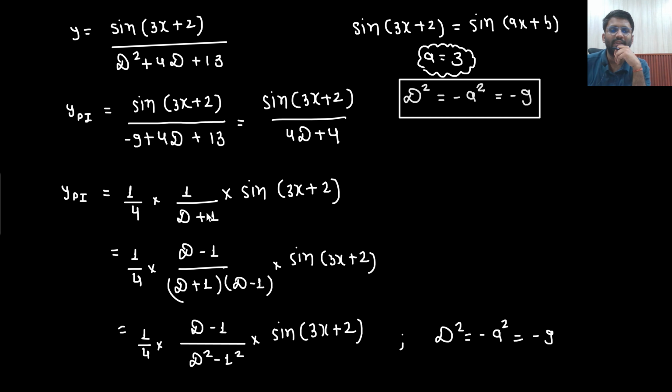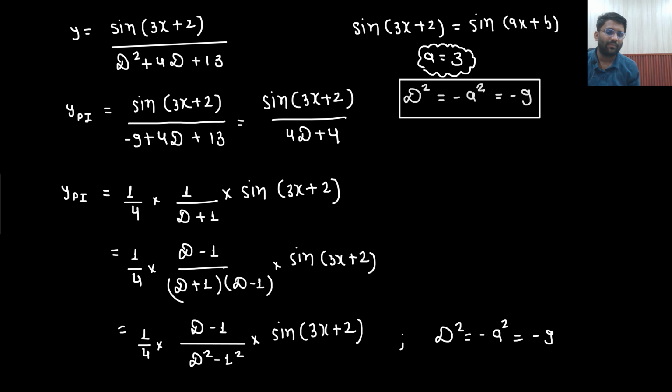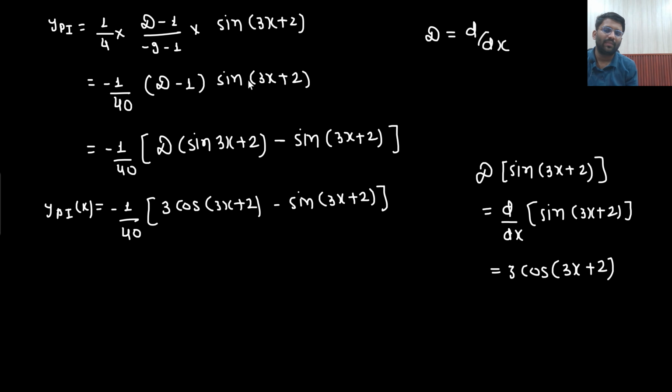Now what do I do for this d plus 1? I can multiply the numerator and denominator with d minus 1 so that it becomes d square minus 1 square. Now I can put this d square as minus 9. So this will become minus 1 by 40, multiplied with d minus 1, multiplied with sine of 3x plus 2. So d multiplied with sine of 3x plus 2 minus sine 3x plus 2 becomes cos of 3x plus 2 multiplied with 3 minus sine 3x plus 2. This is the particular integral that we are getting.